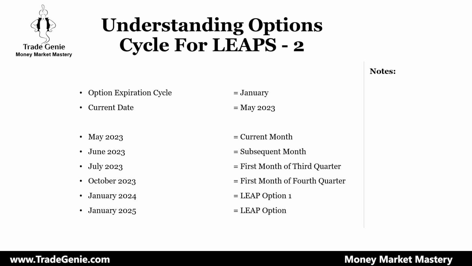Whenever you see January, and you know that this January is not based on the 4 months we discussed, it is quite far, so you know this is a LEAP. For example, the option expiration cycle is January. Let's think about Apple. Let's say Apple is assigned to the January cycle, and currently we are in the month of May 2023. Then we know May is the current month. We know June is the subsequent month, because it's a January cycle.